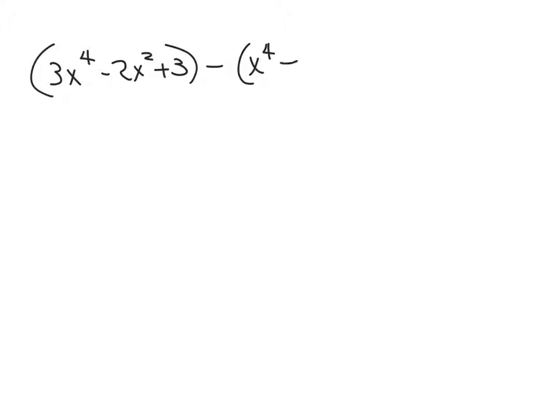So let's look at the second example, example 48.2. We have 3x to the 4th minus 2x squared plus 3. Now we're going to subtract x to the 4th minus 2x squared, cubed. Plus x squared.